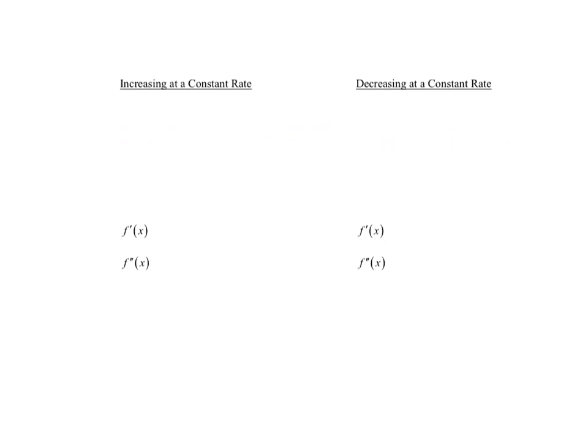Alright, let's go ahead and start by drawing an increasing function at a constant rate. So let's just break those two words down. Increasing obviously means your function is going up from left to right, and at a constant rate means that the slopes are all the same. So basically, I would say this function is increasing. If I walk on it, it's going up, it's increasing at a constant rate.